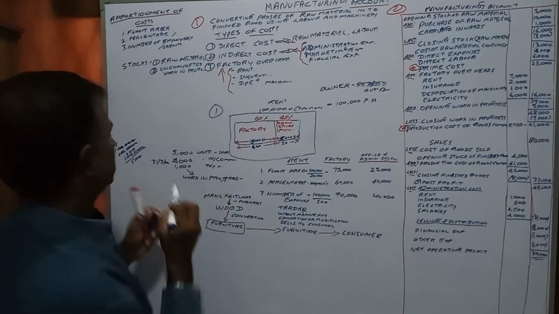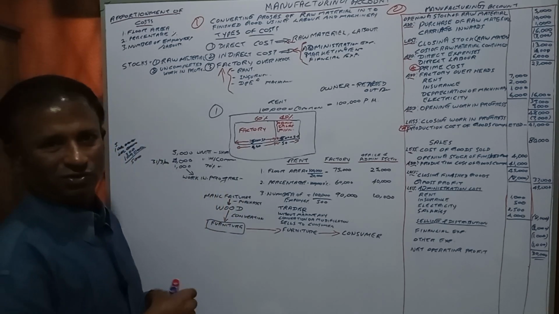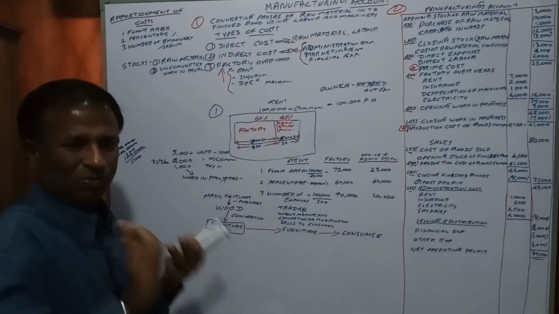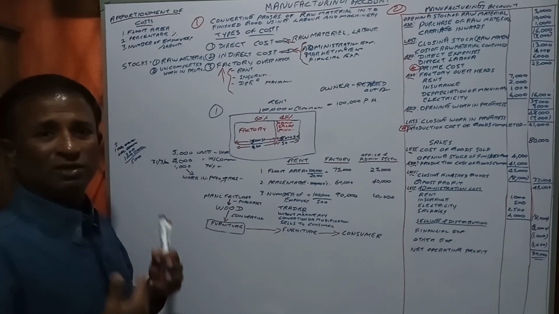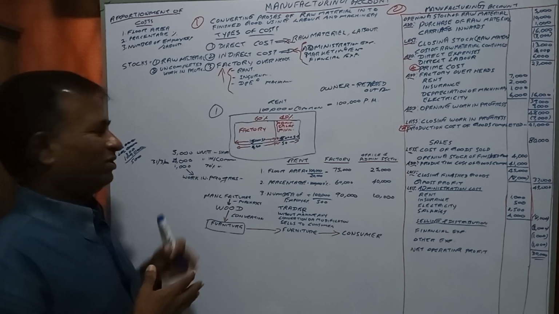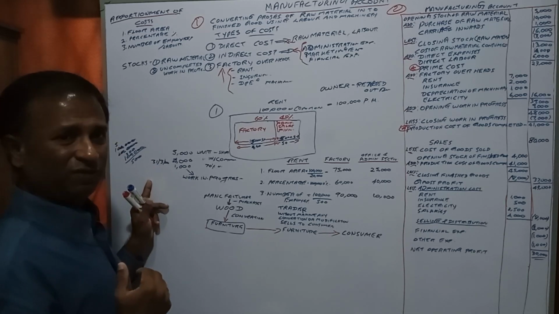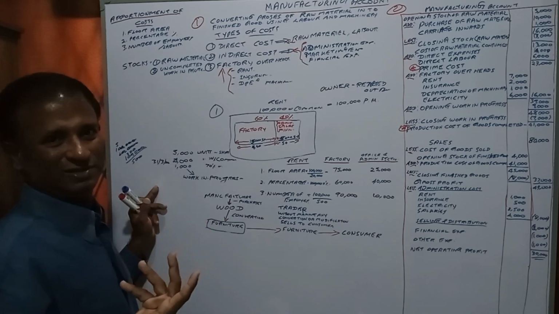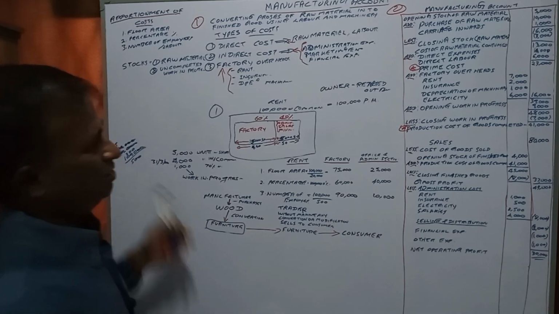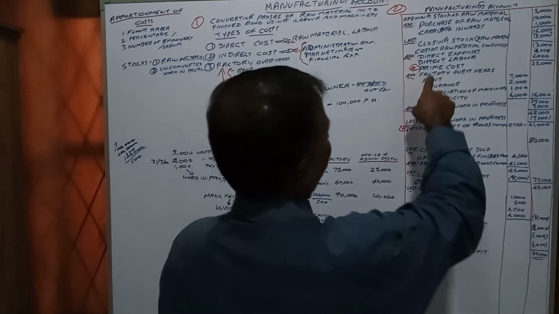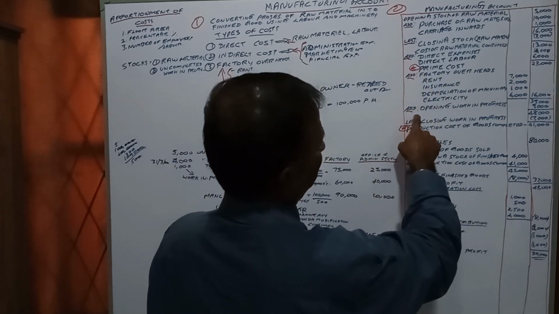This is called work in progress. This 1,000 was not completed. Work in progress: tomorrow you are going to complete that. So as at 31st March, it is work in progress. On 1st of April, it is completed units. Okay, understood. So that is the one that is important here.